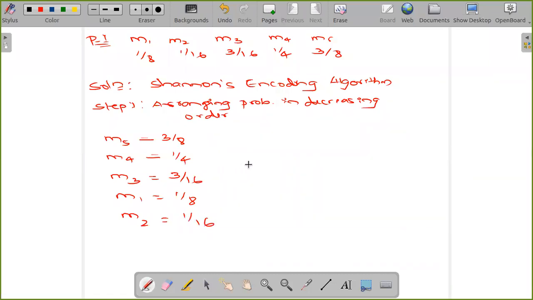This we can say is step 1. To find Shannon's encoding, first we need to arrange the probabilities in decreasing order. That we can say is step number 1. Now I'll go with step 2.